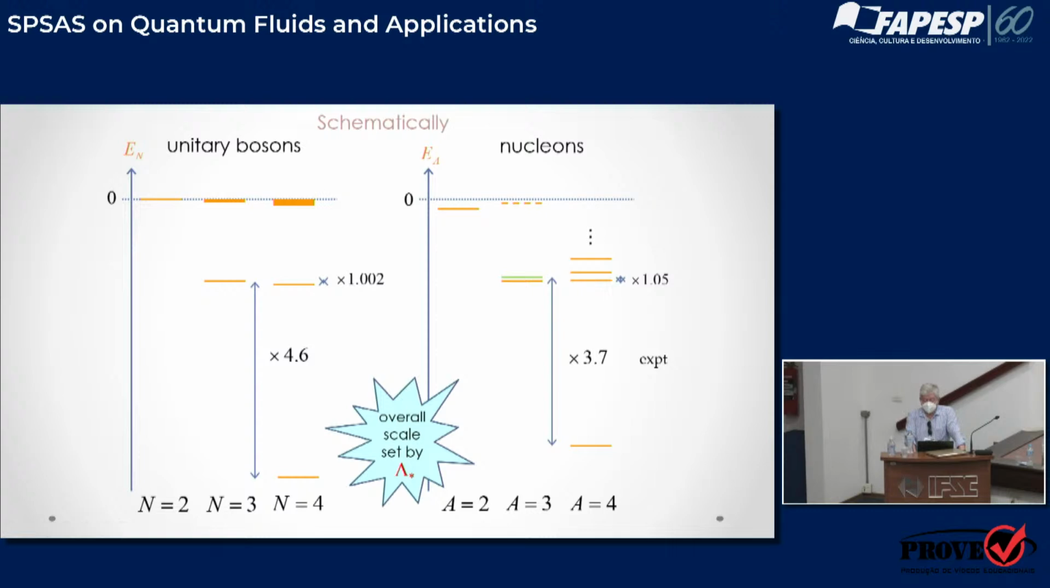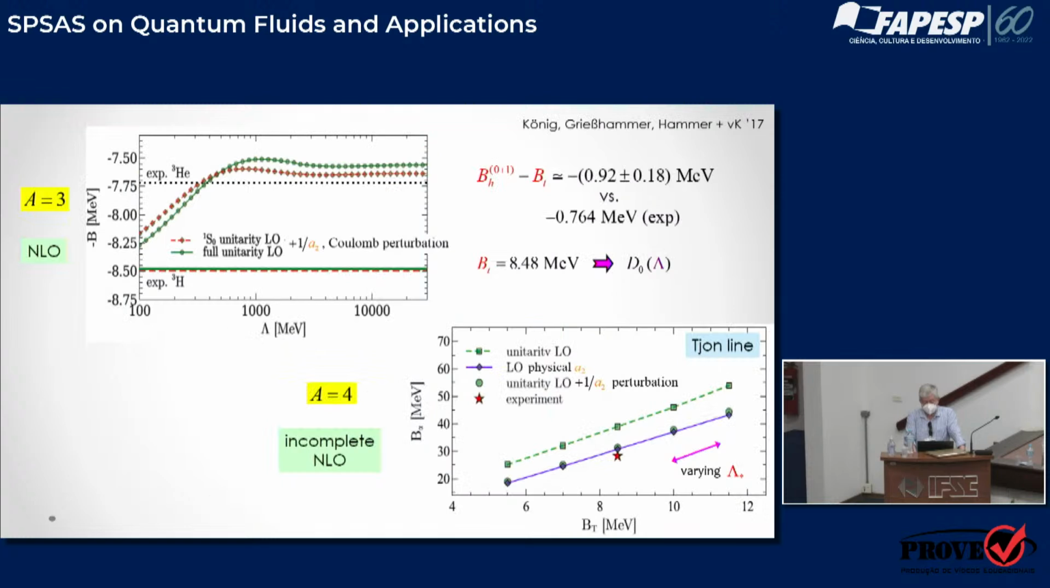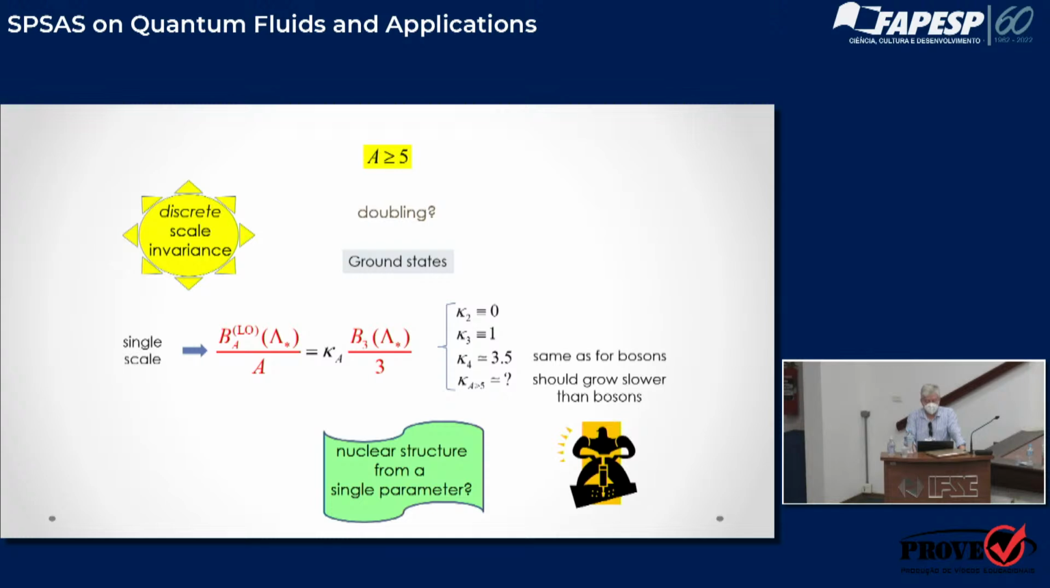But there is a chance that nucleons can be described starting with the unitarity limit, at least up to 4. And we show that this holds for up to 4. And again, I think the part that's most interesting is to go beyond four and try to find out the analog of those results for bosons.